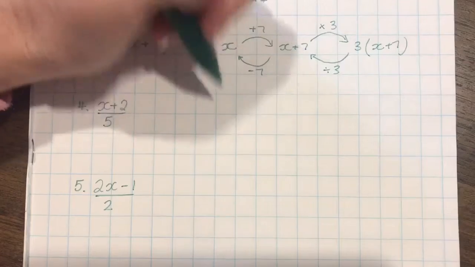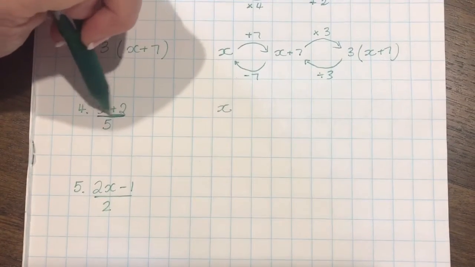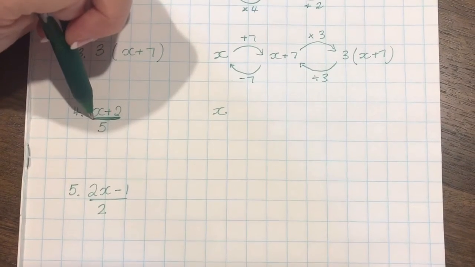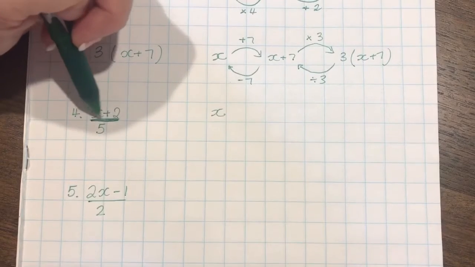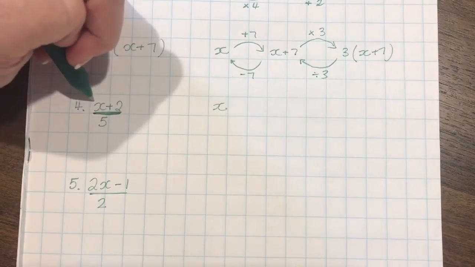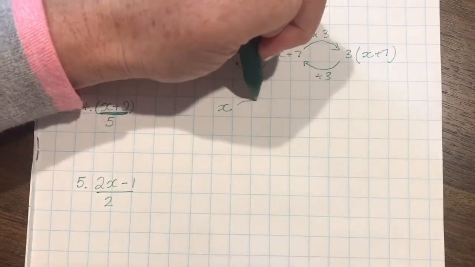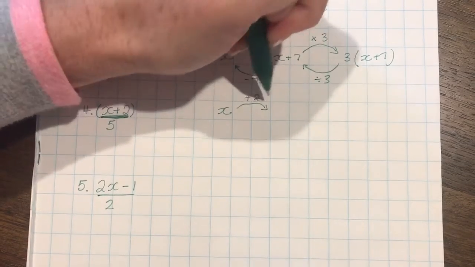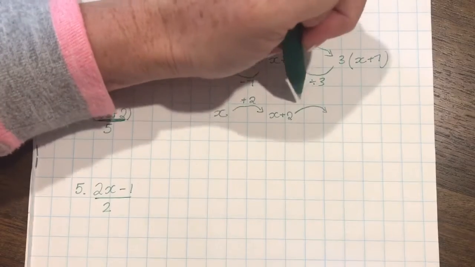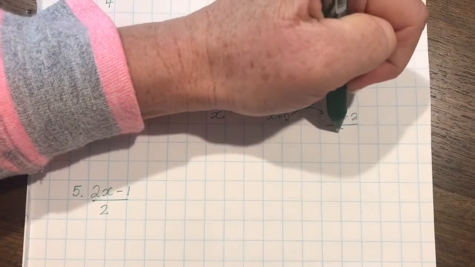Let's look at this one. So we start with x. Now this divided by bar, or vinculum, actually acts as a set of brackets, because what that's saying is this x plus 2, the whole thing is divided by 5. So if you want, you can put brackets there. But what that says is the first thing we've done to x is we've added 2. So we get x plus 2. Once we've done that, we've then divided the whole thing by 5. So we get x plus 2 divided by 5.